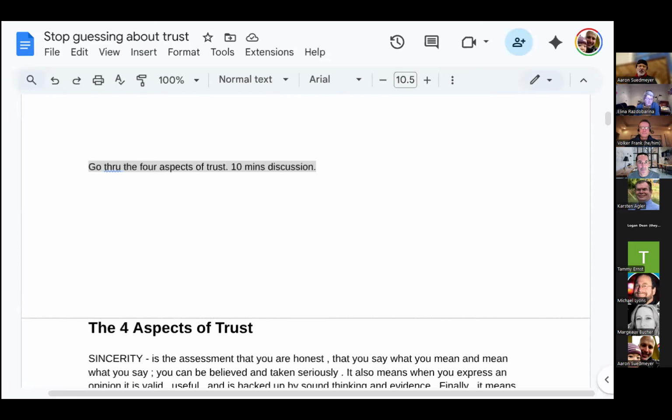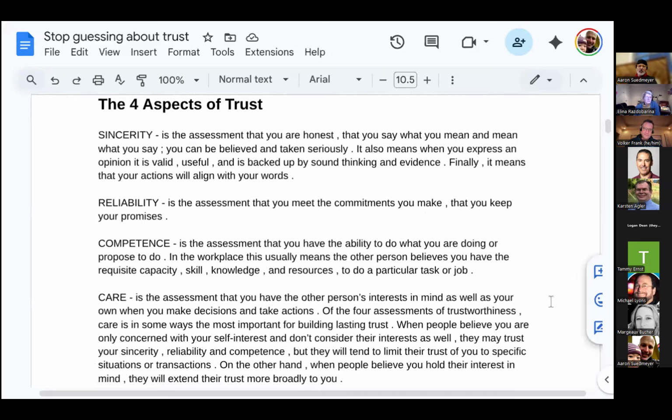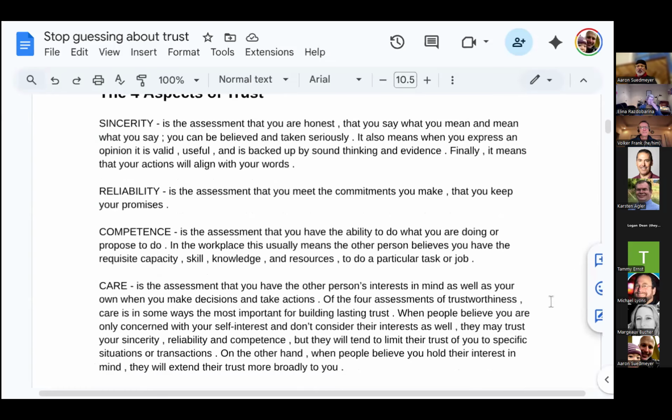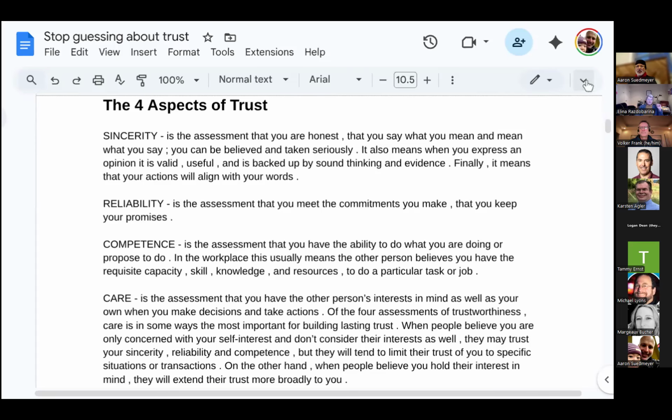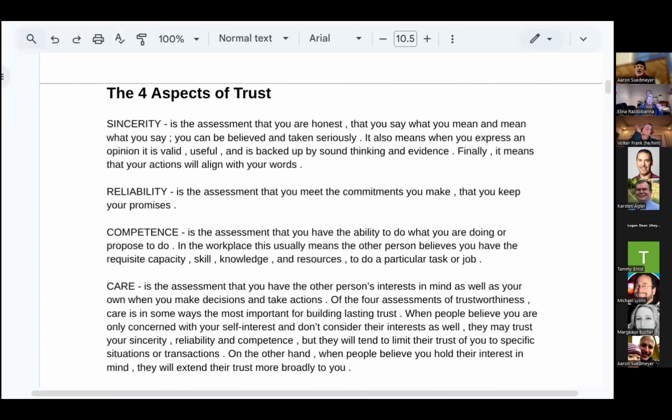Okay, let's walk through the 4 aspects of trust here. Okay, so we've got 4 aspects of trust: sincerity, reliability, competence, and care. I'm going to read through these really quickly, in 30 seconds or a minute. Afterwards, I'm going to open it up for comments on which one you thought was obvious, or which one is new to you.